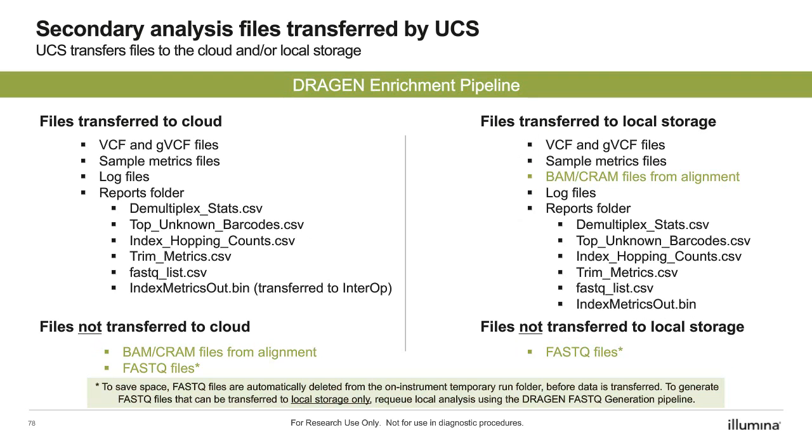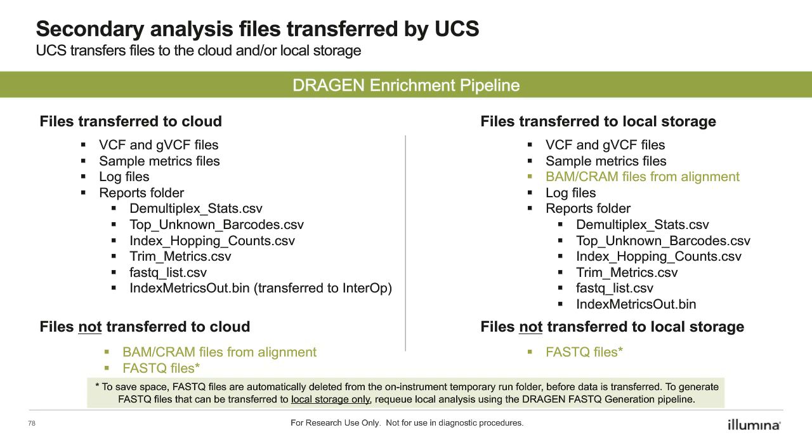We have the same thing going on for the DRAGEN enrichment pipeline. If a run was analyzed locally and you send that to the cloud, the BAM and the FASTQ files are not going to get transferred. So we want to make sure we set that up in cloud mode if those are files you're looking to have in the cloud. For your local storage, the BAM files will be transferred, so your alignment will be in the final storage location, but your FASTQ files will not be. Like with the GATK Germline pipeline, you're going to have to requeue that if you need the FASTQ files in the local storage.